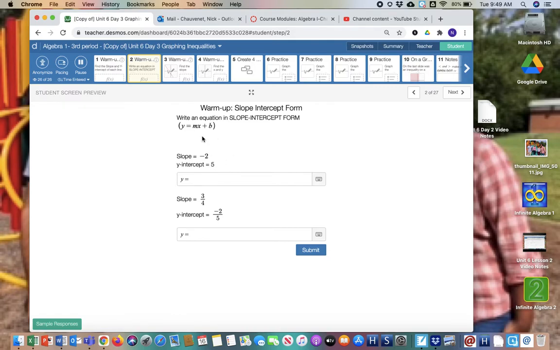Here we have the slope and the y-intercept. We want to write the equation. So now I see the slope's -2. I'm going to put that where the m is. So -2x. I see the y-intercept is 5. So I'm going to put +5.